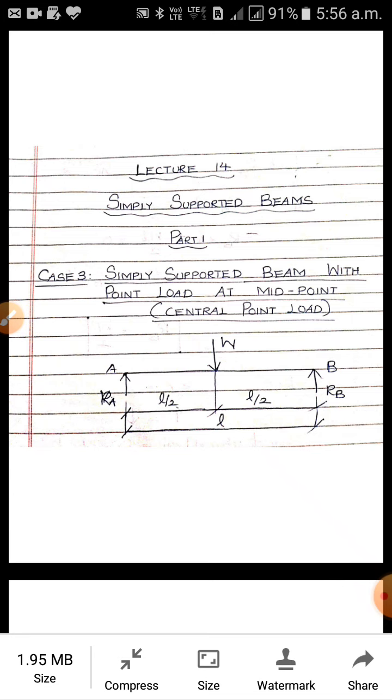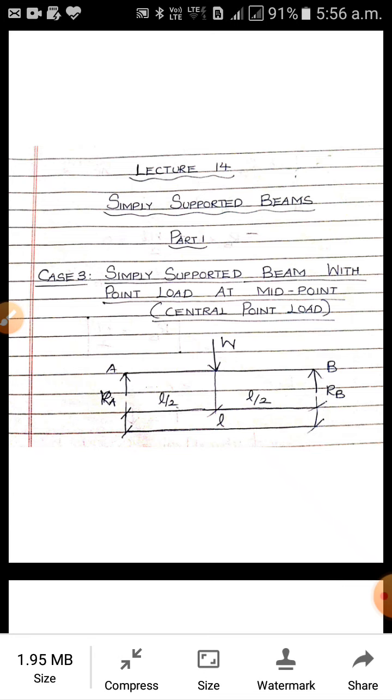You remember in cantilever beams also we saw case 1 and 2, without any numerical values, you'll have W, L, etc. So here, case 3, you have a simply supported beam with a point load at the midpoint. So central point load. Simply supported beam with central point load.